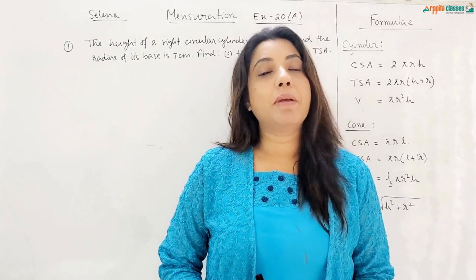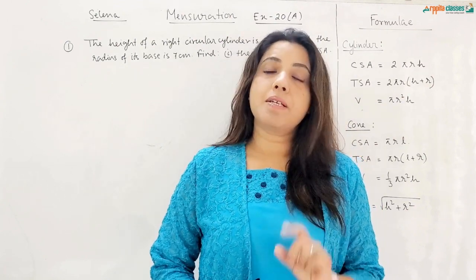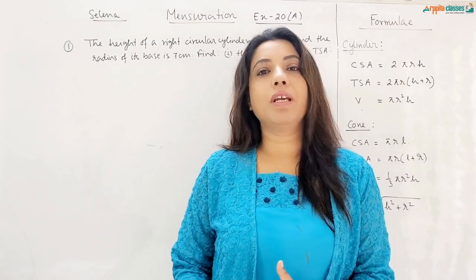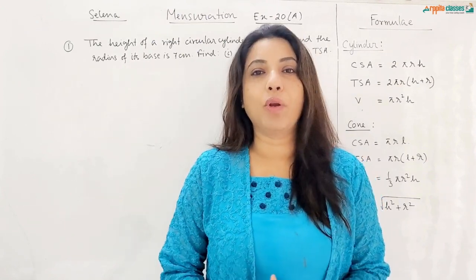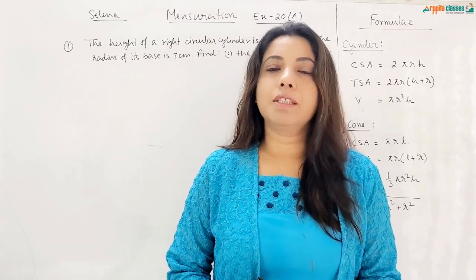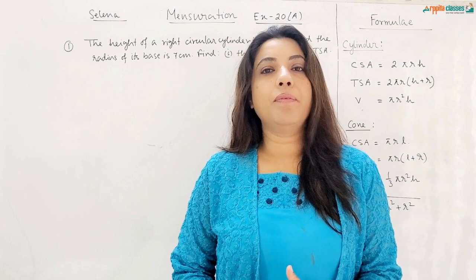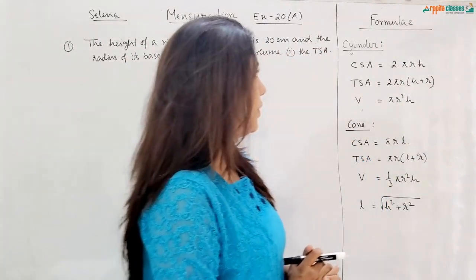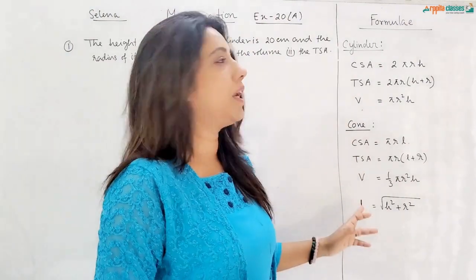The chapter name is Mensuration. This chapter is important for ICSE 10th as well as CBSE 10th. In CBSE 10th, this chapter is only known as surface areas and volume. So here in this chapter, we deal with the 3D figures. In our syllabus, we have cylinder and cone. So we have the formula for cylinder and cone. I have written down here.